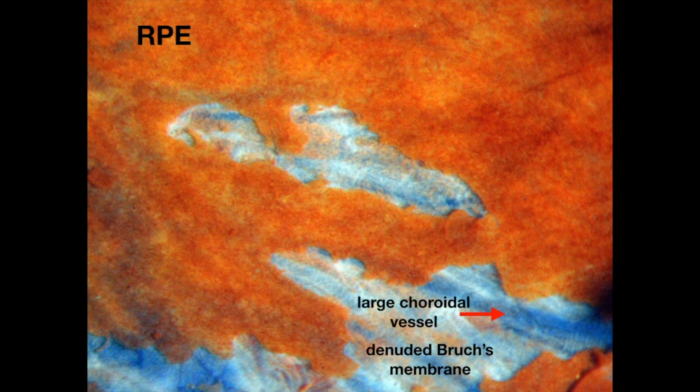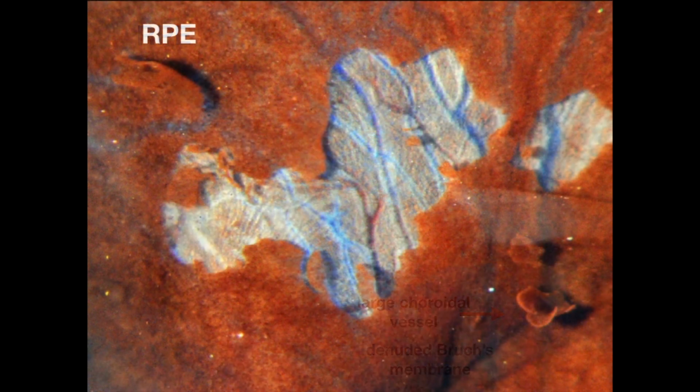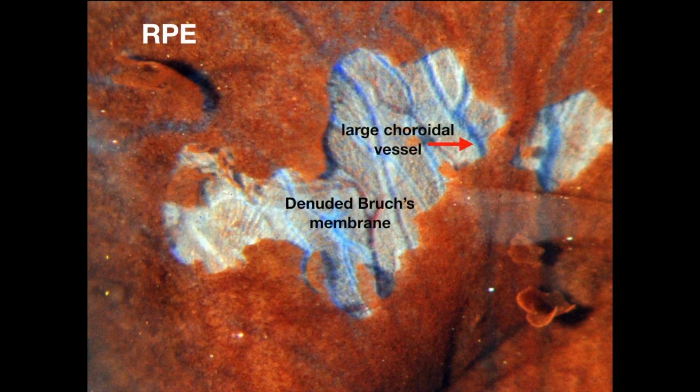In this macrophoto, parts of the RPE have been removed, disclosing Bruch's membrane. Large vessels are seen in the underlying choroid through denuded Bruch's membrane, which is largely transparent. In this focally denuded specimen, some of the smaller choriocapillaries are visible, in addition to the larger choroidal vessels.